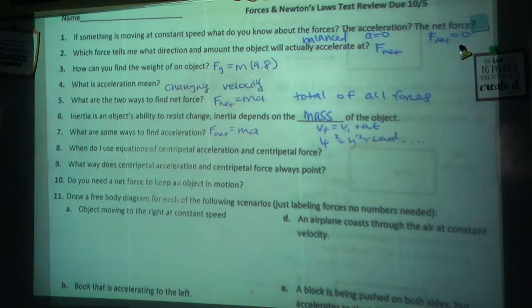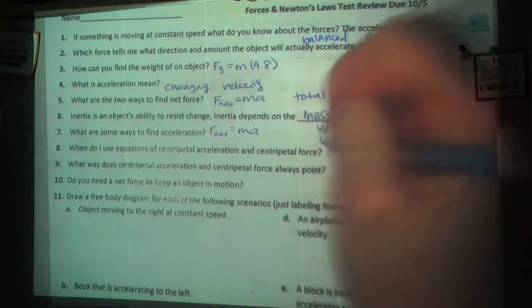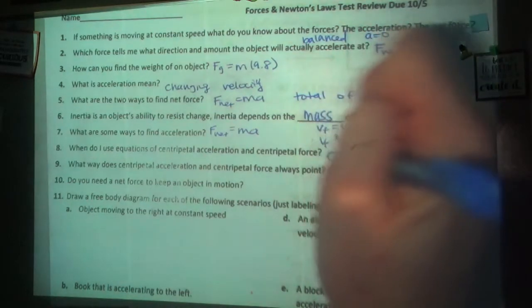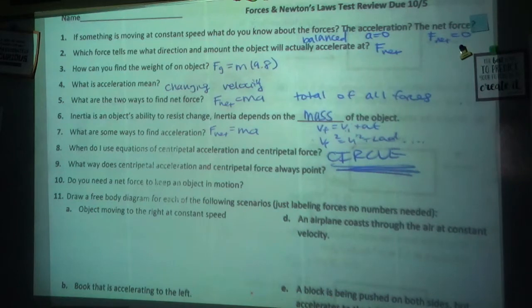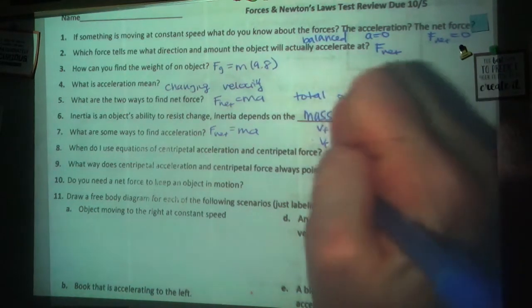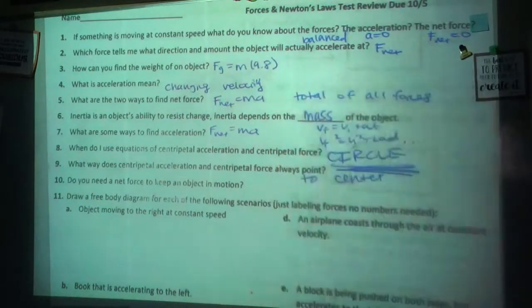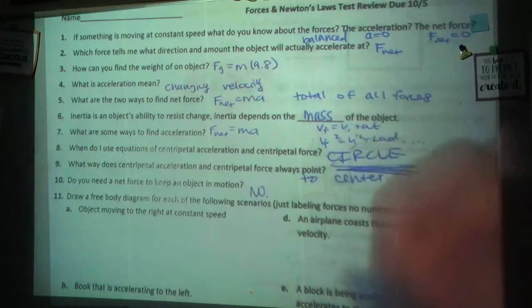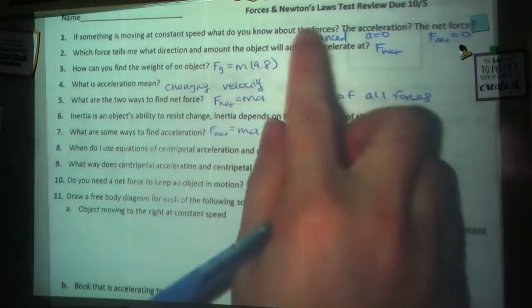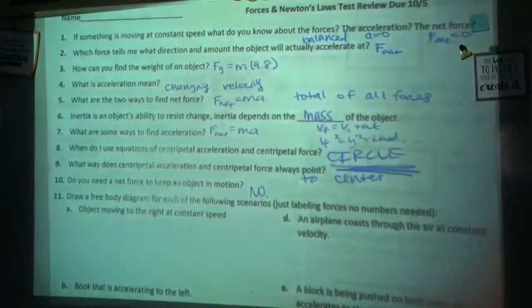When do you use the centripetal acceleration, centripetal force? If it's moving in a circle. If it is not moving in a circle, do not use circular motion equations. Force and centripetal acceleration always point to the center of the circle. And do you need a net force to keep an object in motion? No. Newton's first law says an object in motion stays in motion. If it's at constant velocity, you need no net force.